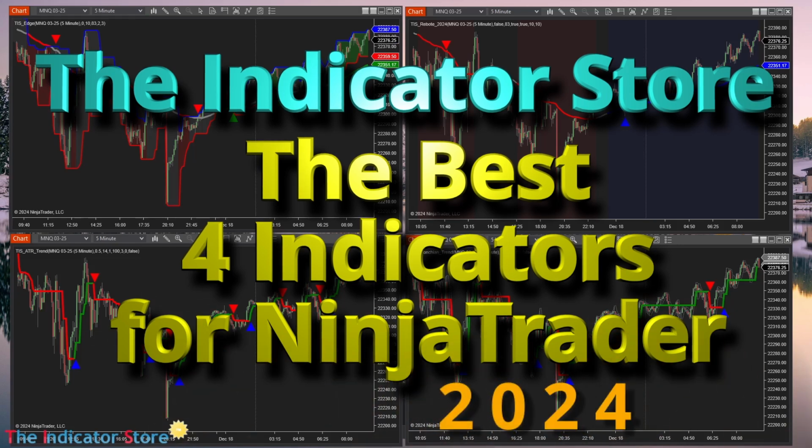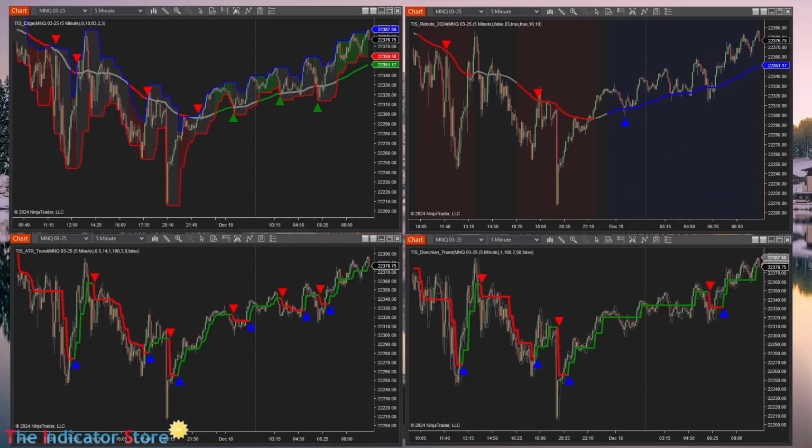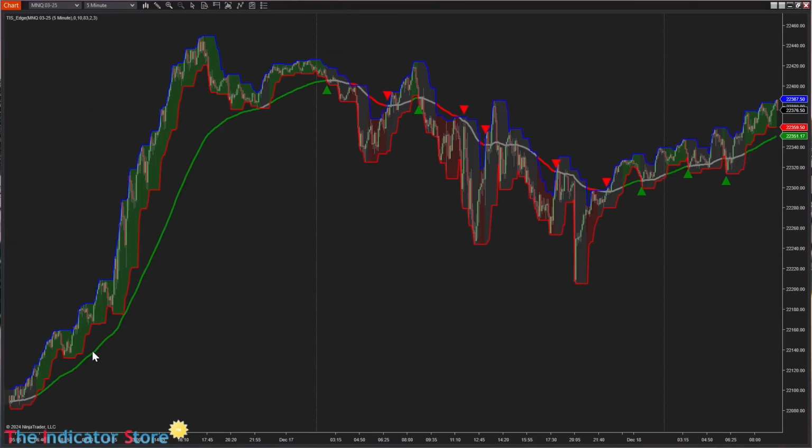For this 2024. And on the screen we can see 4 indicators. The two at the top are trend followers. So you can see they are following the trend. This one is the Edge. You can see that it is following a moving average.